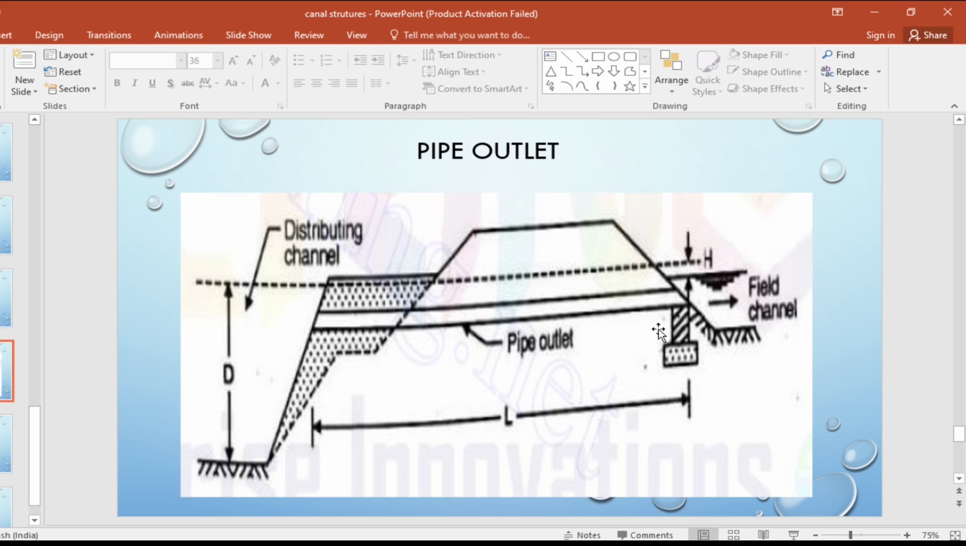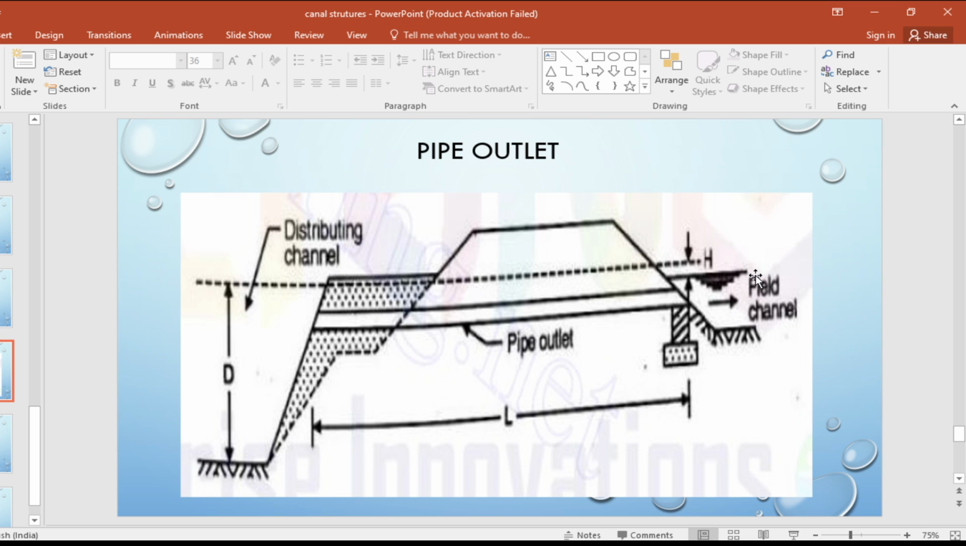I'll explain only one of these. This is the pipe outlet. You can see here the pipe is provided. This is your field channel and this is your distributing channel. The depth is shown here, D, and this is your level, which is H, head.